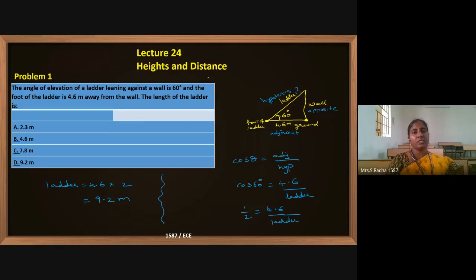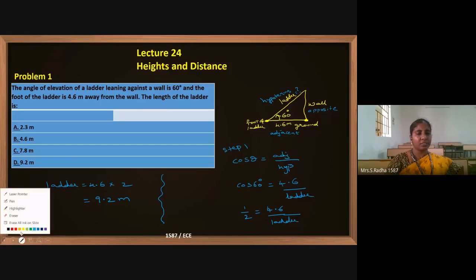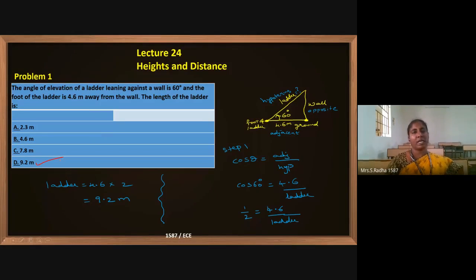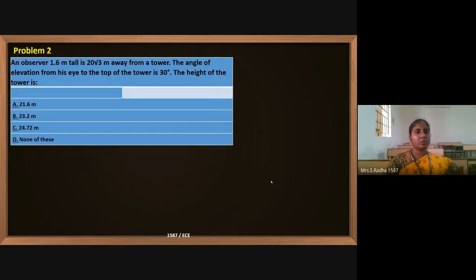Okay, this is step 1. After cross multiplying, we are getting the answer 9.2 meters. Because everything is given in meters, the final answer is also in meters. So you have to understand this, and then you draw whatever equations are applicable. Whatever formulas are applicable, we have to use them. I'm going to the next problem.